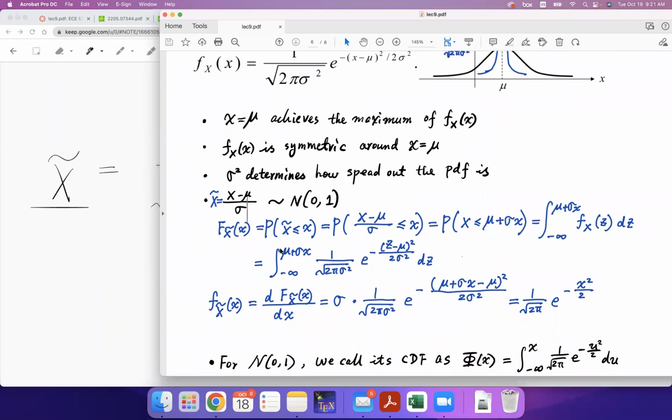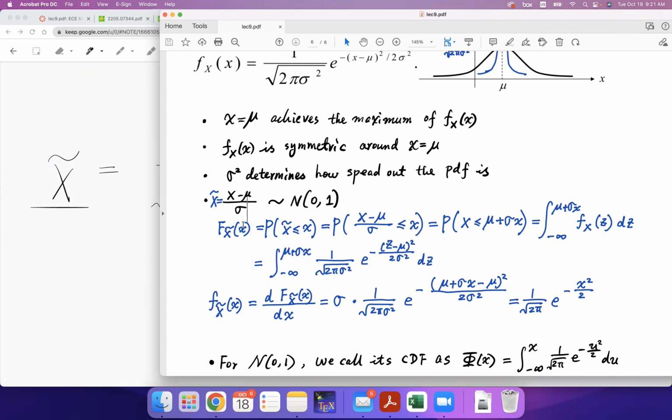If you look at this integration, we are integrating over z. Z is the variable. This mu plus sigma x is a constant, which has nothing to do with z. So when we plug in the Gaussian PDF formula, we end up with this integration. But remember, we are looking at the CDF of X tilde evaluated at x. So this small x is the variable. It is right here.